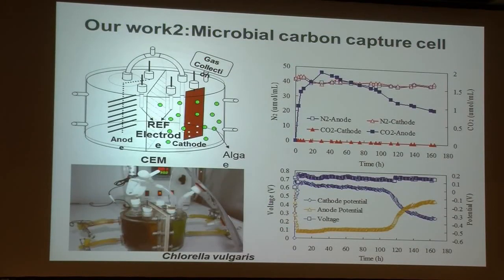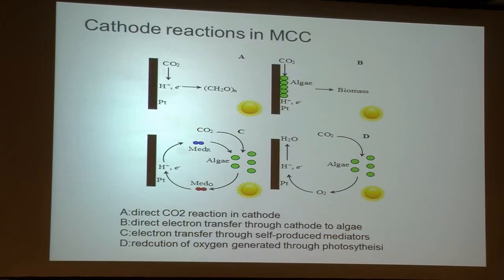Just a few words about the MCC system. It is also a biocathode system where we put algae in the cathode part, and we fabricated it this way. We found that in the cathode part the carbon dioxide concentration is very high, but oxygen is lower. So the mechanism may involve 4 pathways for this system.